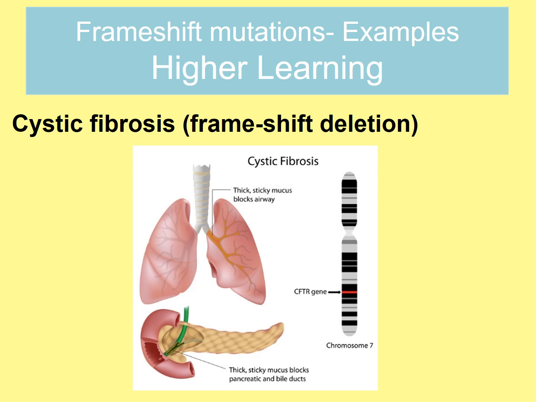Cystic fibrosis is a genetic disorder caused by a 3 base pair deletion to a gene on chromosome 7. This type of mutation removes a codon for phenylalanine and causes the coded message to be seriously altered by the frame shift effect and produce a non-functional protein.